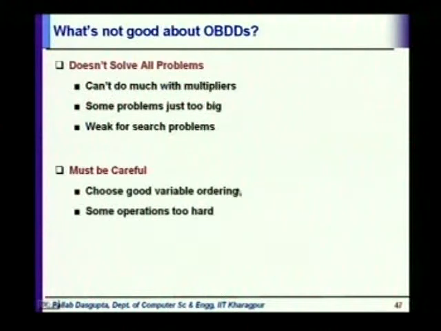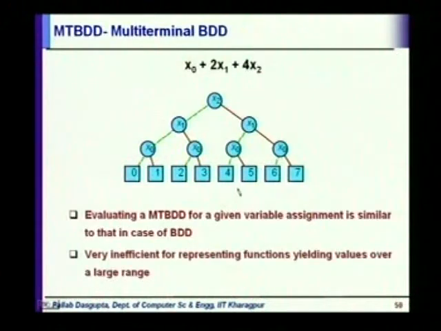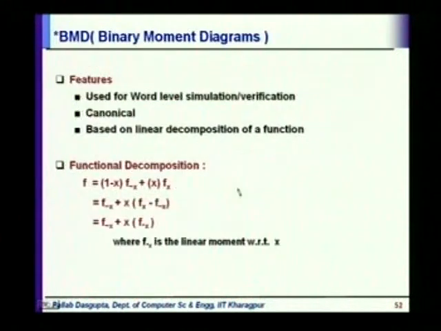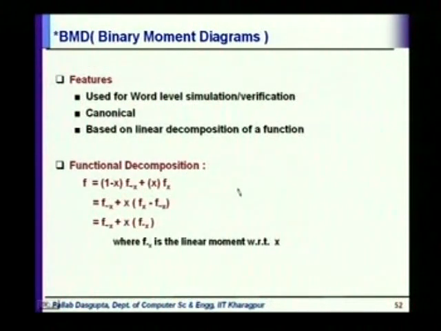Right. So there are several variants of BDDs which due to lack of time I will not be able to cover, but these are things which have been introduced later on to get around the problem for OBDDs for certain classes of functions. So that includes things like zero suppressed BDDs, then multi-terminal BDDs, then edge valued BDDs, and binary moment diagrams. So maybe sometime offline we can discuss these different types of BDDs.